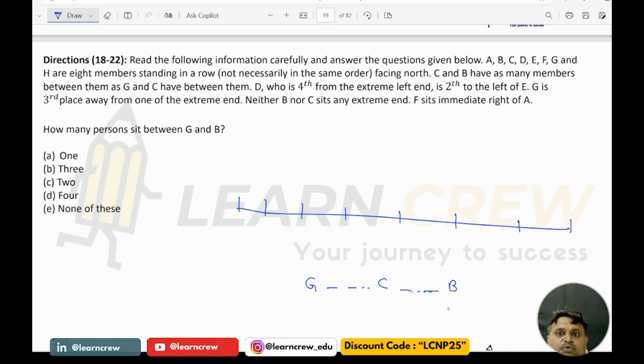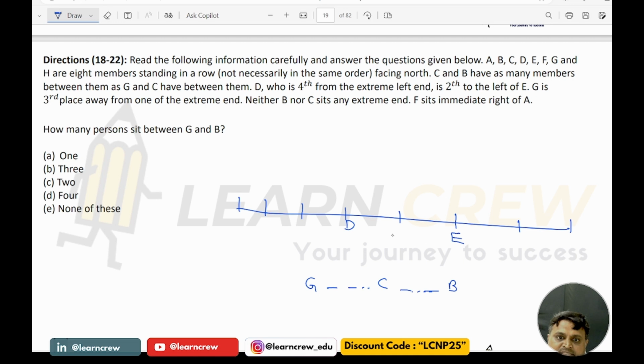D, who is fourth from the extreme left. D is fourth from left, which means 1, 2, 3, 4. D will be here. Okay. D is second to the left of E. Okay. Next.